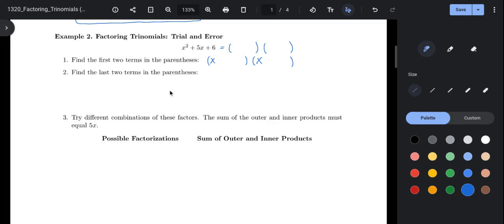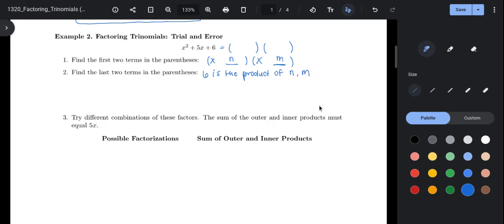Then the next step, it asks us to find the last terms in the parentheses. So we're looking for what goes here. And so in order to do so, we need to have that these 2 terms multiply out to be our constant, to equal 6. So 6 is the product of, and then I'm going to call these n and m. They're just placeholders for numbers that we're looking for.